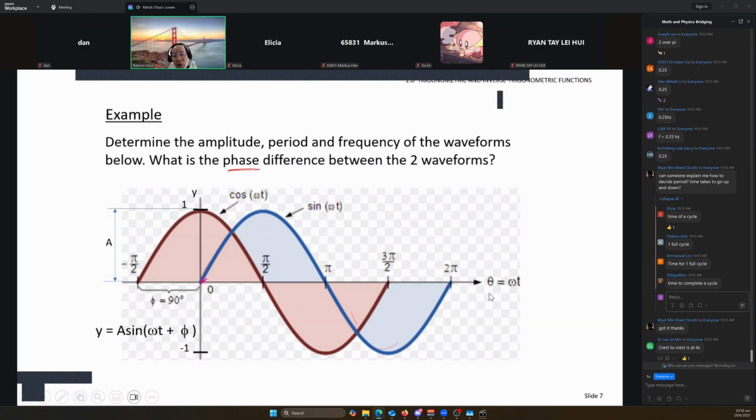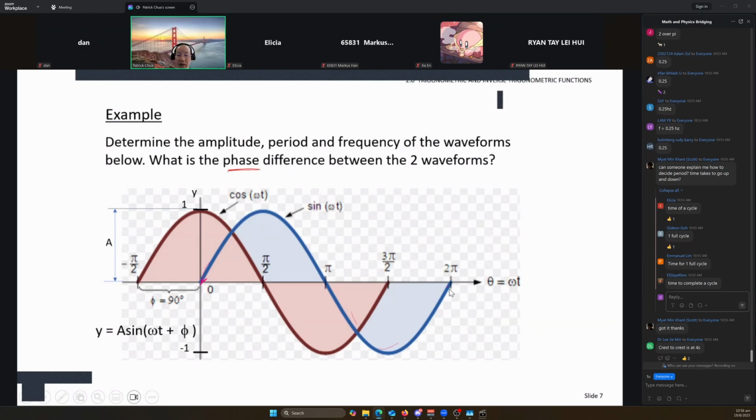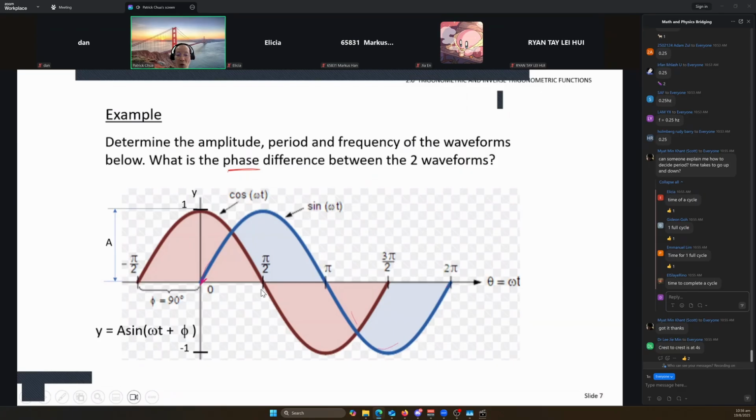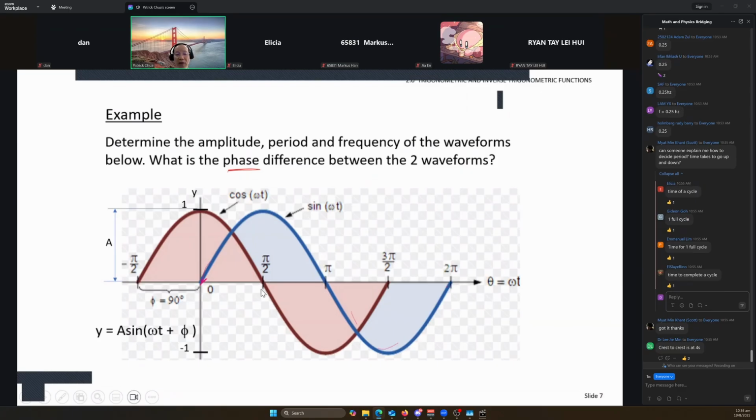Okay, so theta is equal to omega t, and theta is presented here not in degree form, but in radian form. So pi over 2 is equivalent to 90 degrees. Pi is equivalent to 180 degrees. And then 3 pi over 2 is 270 degrees, and 2 pi is 360.